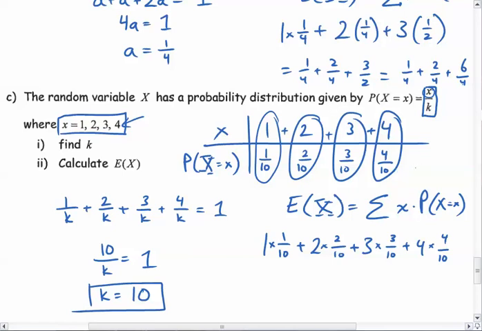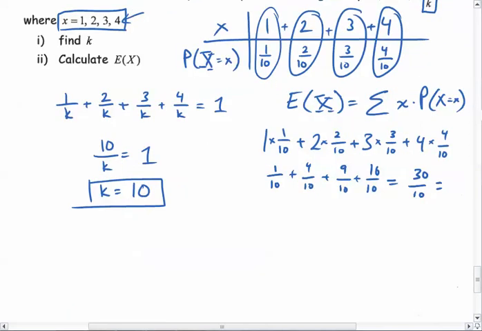So now I'll check. This is 1/10, 4/10, 9/10, and 16/10. 16 plus 9 is 25, plus 4 is 29, plus 1 is 30. 30 over 10 is the number 3. So on average, I'm going to get about a 3 in this experiment.